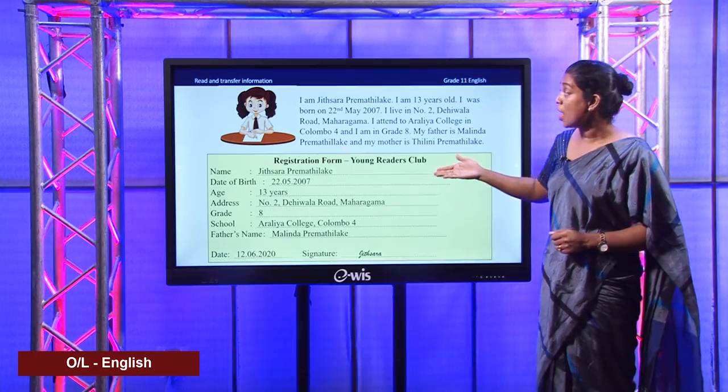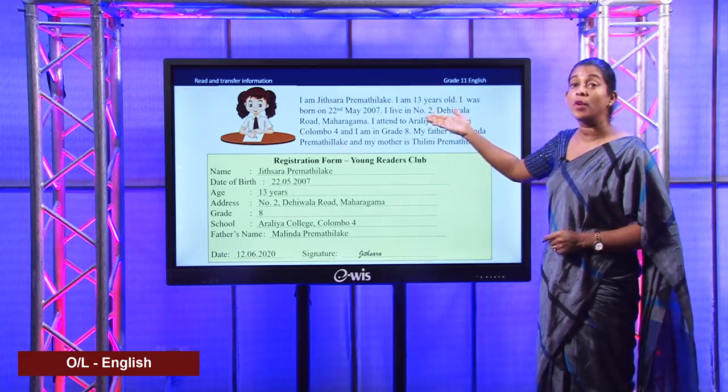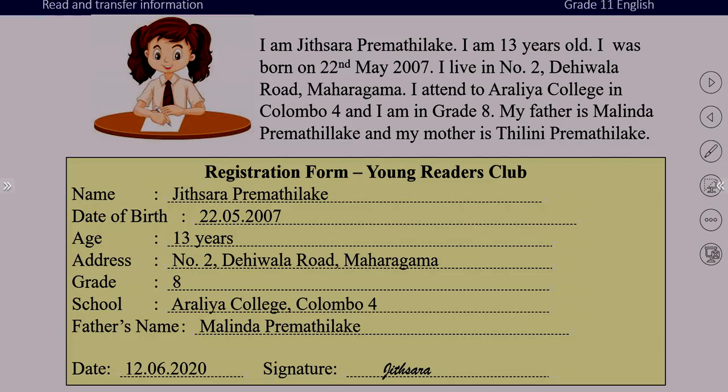Now let's see how the information is transferred from the first format to the second format. The name, Chitsara Prematilaka. Date of birth, you can find it in the first format and in the second format as well. The date of birth, 22nd March 2007. The age, 13 years. Address, number 2, Dehiwala Road, Maharagama. Grade 8. The school, Araliya College, Colombo 4.